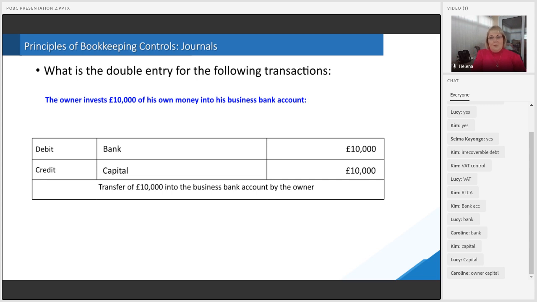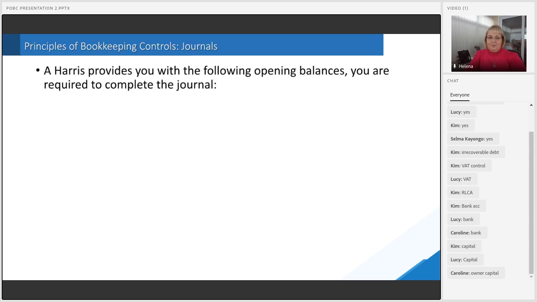It doesn't have to be complicated. It doesn't have to be paragraphs. A quick snappy sentence does the job. Okay, well done. This time around, perhaps a little bit longer, but A. Harris provides us with some following opening balances. And all we have to do is complete the journal.